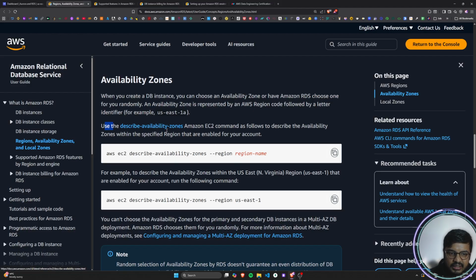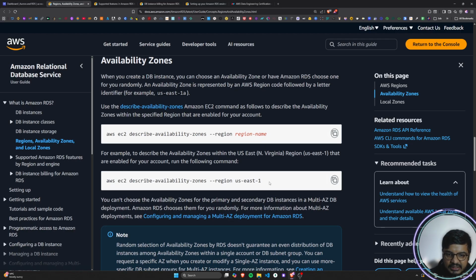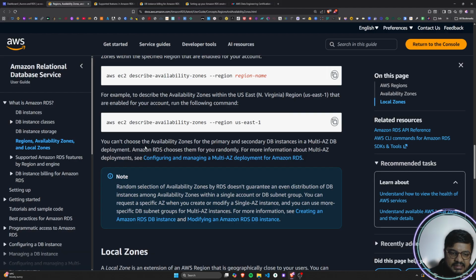Use this particular link, describe-availability-zones, with the Amazon EC2 command as follows to describe the availability zones within the specified region that are enabled in your account. So we will have to do aws ec2 describe-availability-zones --region, and give the region name. If we want to list all the availability zones present in the us-east-1 region, we can do it using this. Else we can also go to that globe chart which we had seen earlier, and there also we can get the list of the availability zones that are present in the specific region.